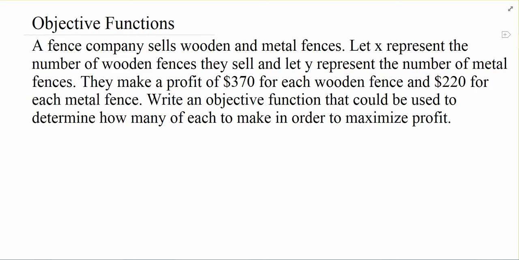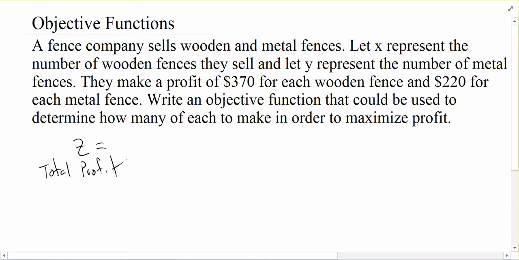So in this example, we have a fence company that sells wooden and metal fences. We're going to let X represent the number of wooden fences they sell and Y represent the number of metal fences. They make a profit of $370 for each wooden fence and $220 for each metal fence, and we're supposed to write an objective function that can be used to determine how many of each to make in order to maximize our profit. So in this case, we generally call our objective function z equals, but what this z is representing in this case is going to be total profit. That's what we're really trying to find, is the total profit we're going to make off of our business here.